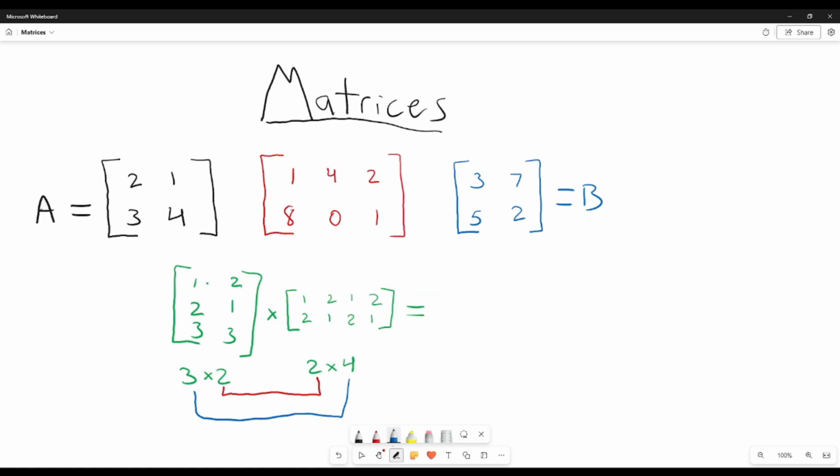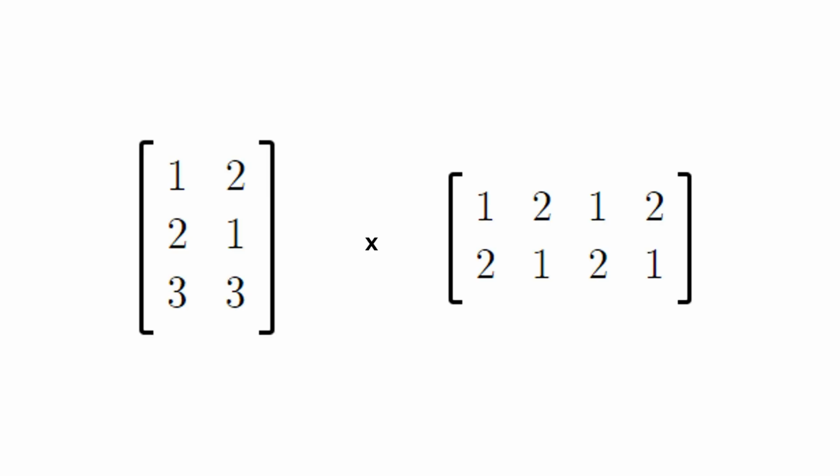So let's go ahead and get started. Remember, it is the corresponding element from the first row in the first matrix and the first column in the second matrix. So this first element is going to be 5, since we've got 1 times 1 plus 2 times 2. If you're following along, I want you to go ahead and pause the video now and try to multiply this matrix out on your own, and then play it once you're done to see if you've got the same answer.